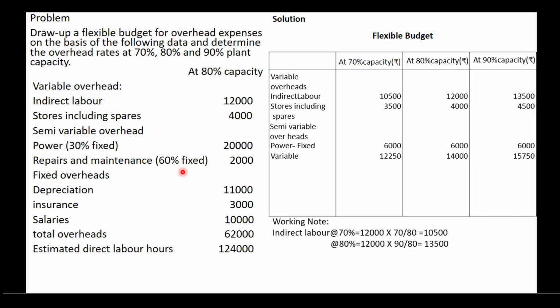That is the 1,200 and 1,200. And the next, that is the variable.